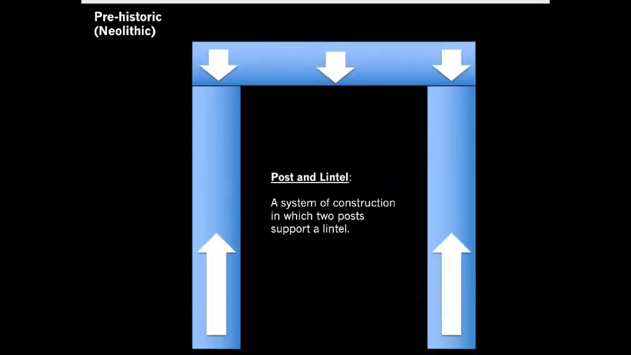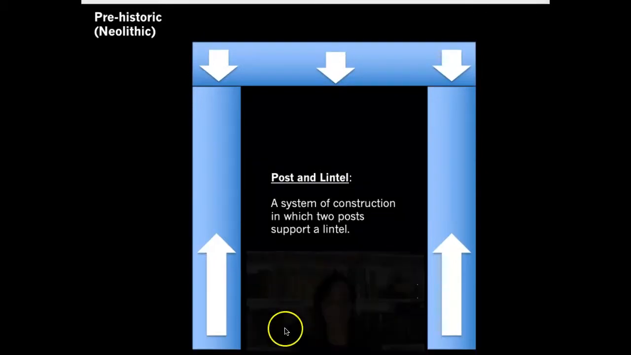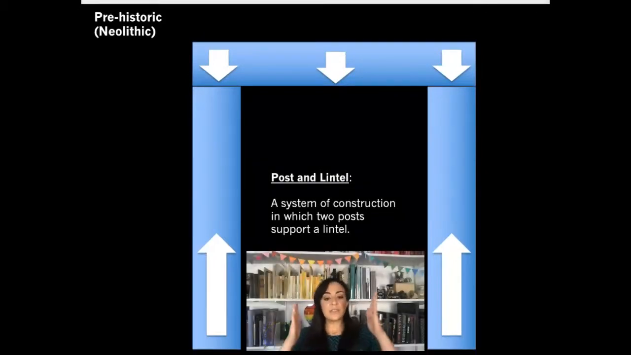I'll go back to Stonehenge, but just to help understand this structure a little bit better, this is a diagram I created. So the posts are the things that are vertical, and they are held up because of the weight of the lintel. The lintel is the horizontal piece. The lintel is held up because of the posts. So this is a relationship in which the vertical posts hold up the lintel, and the weight of the lintel holds up the posts.